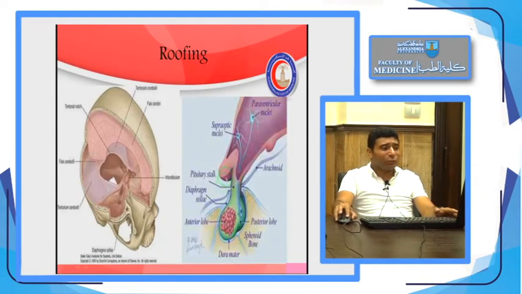Roofing. I said to you it is covered, it is surrounded by what's called diaphragma sellae. Diaphragma sellae is a dural fold covering it, but it has a hole. Why? This hole above in the roof is for passage of what is called the pituitary stalk for the connection to the hypothalamus.